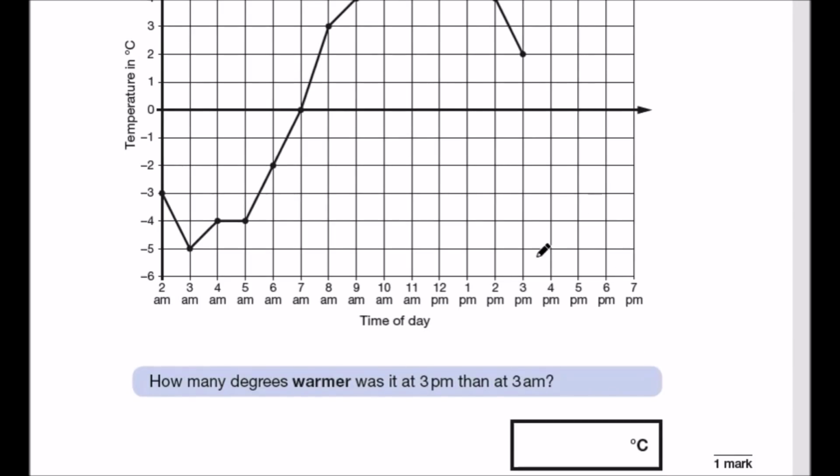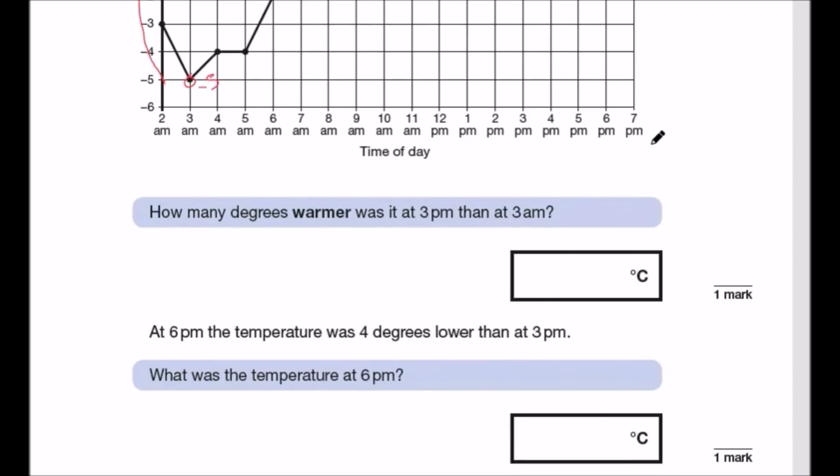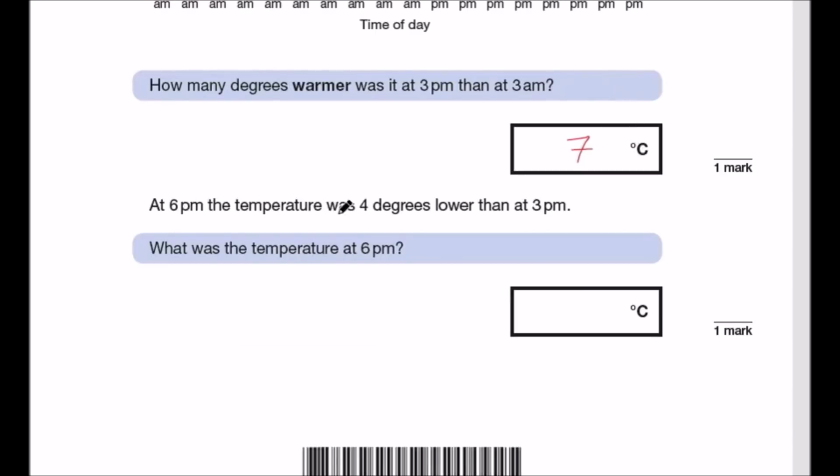How many degrees warmer was it at 3 p.m. than at 3 a.m.? Okay, so first things first, let's look at 3 p.m. Where are we? We're here, and we can see we're at 2 degrees. Whereas at 3 a.m. we're here, so we're at -5. So we have to count down from 2 to -5. I will look on the side. We need to go 2 down, and then 5 down. So that makes a total of 7. So it was basically 7 degrees warmer by the time it was 3 p.m.